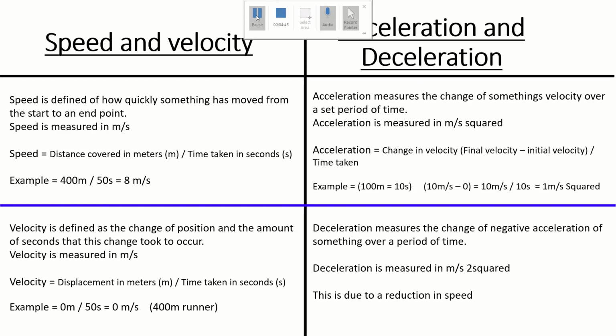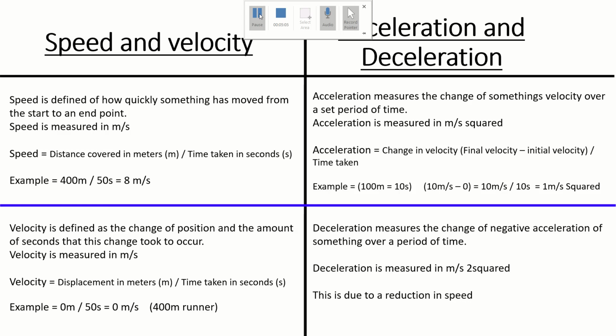On the other hand, you have acceleration and deceleration. Acceleration measures the change of something's velocity over a set period of time, and this is measured in meters per second squared. The acceleration equation can be shown with the final velocity minus the initial velocity divided by the time taken.